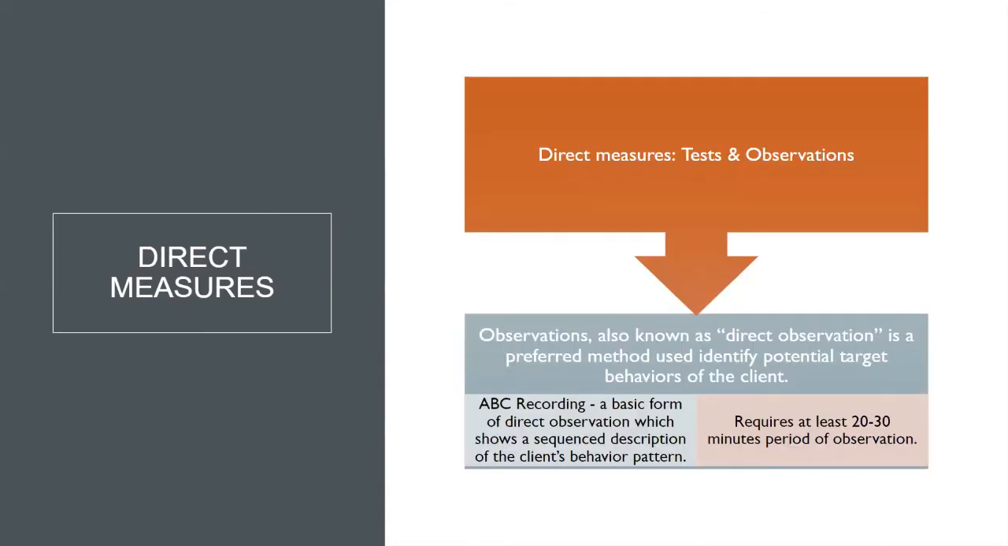Direct measures focus on tests and observations. Observations are also known as direct observations, where you are simply observing the client's behaviors. This is a preferred method used to identify potential target behaviors of the client. You can record direct observations using ABC data, which shows a descriptive sequence of the client's behavior patterns. You should always try to do at least 20 to 30 minutes of direct observations.